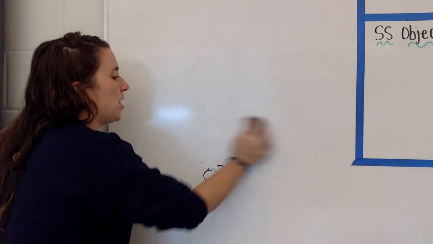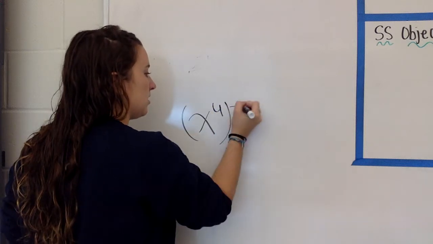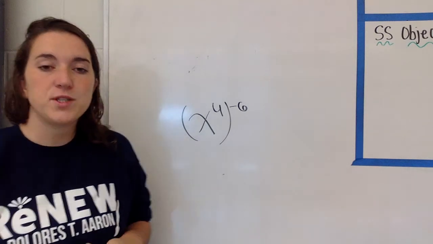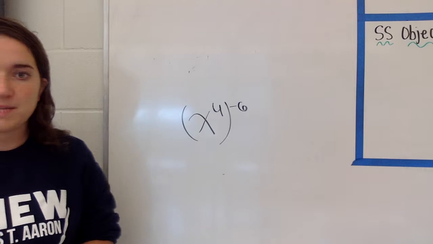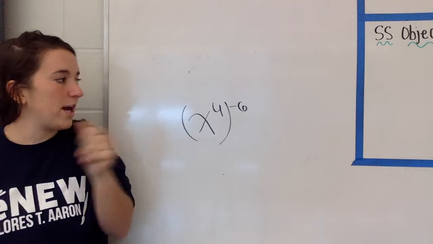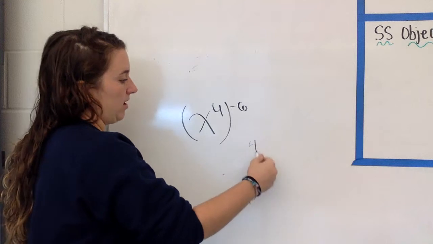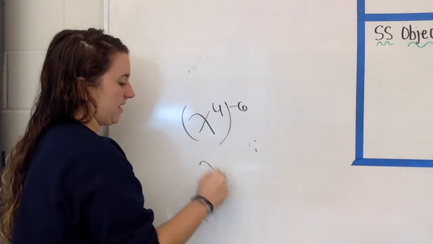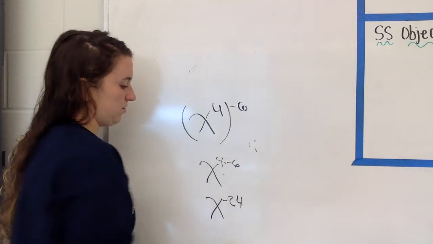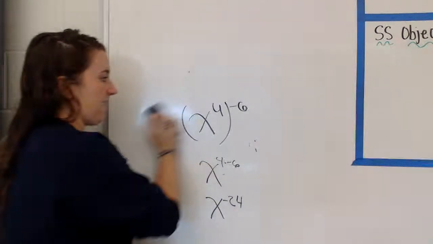Next one, I have x to the 4th power raised to the negative 6th power. What is my base? My base is x. Which rule am I going to be using? I'll be using my powers rule because I'm raising an exponent to another exponent. So what am I going to do with my exponents? I'm going to multiply them. So I'll have x to the 4 times negative 6 power, which is x to the negative 24th power.